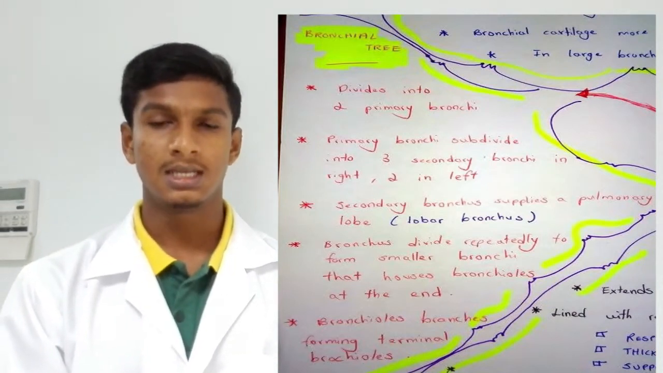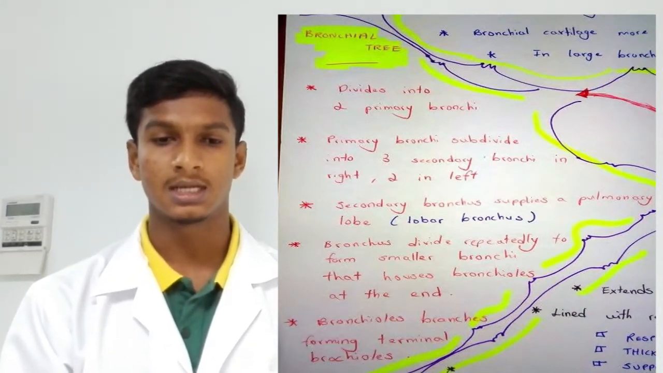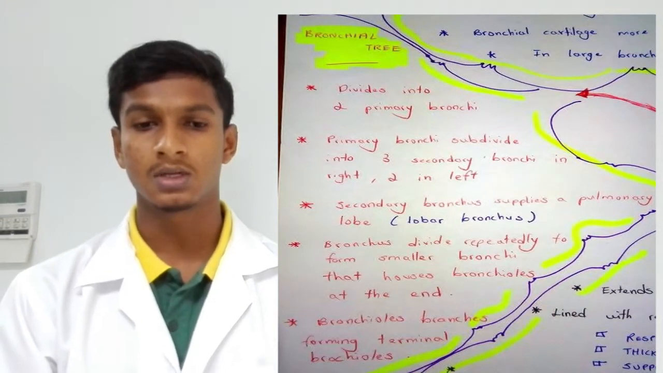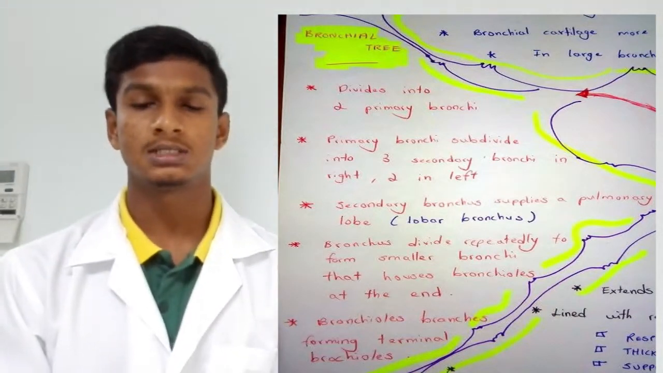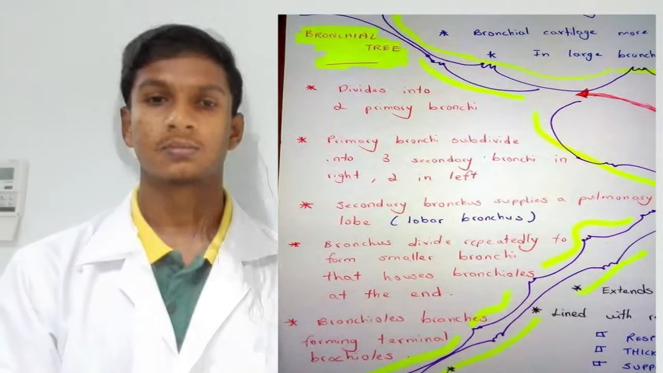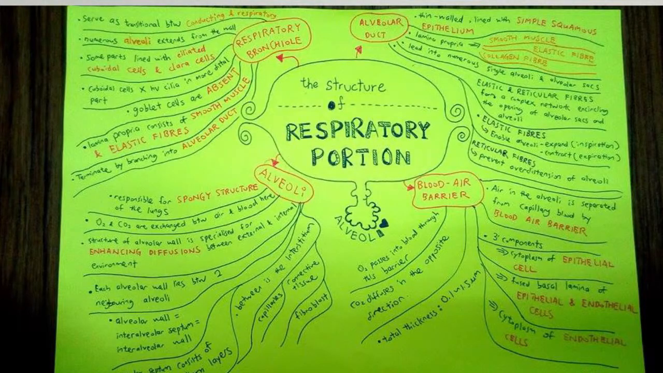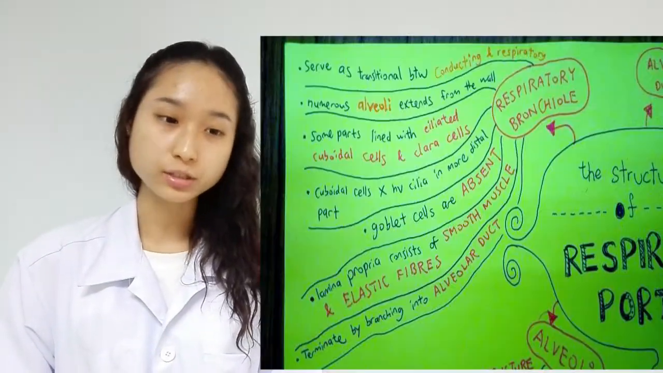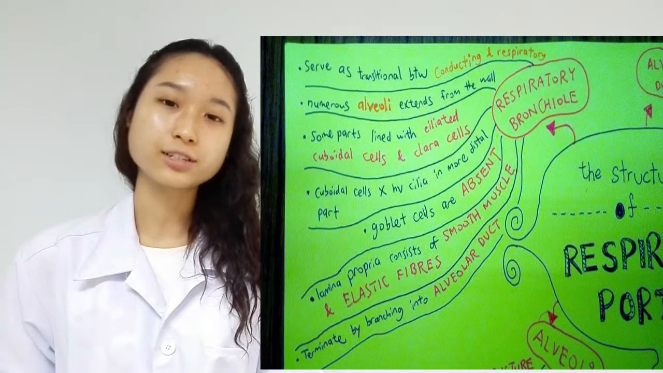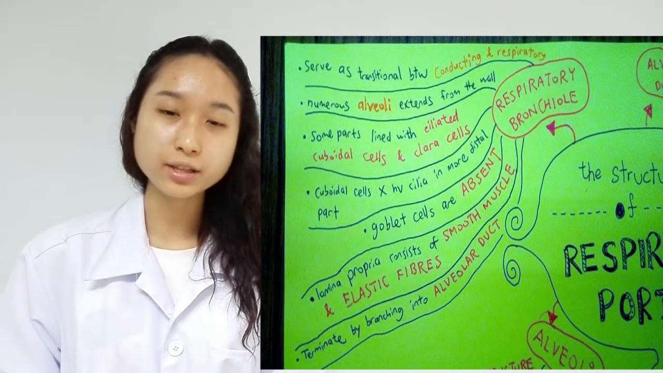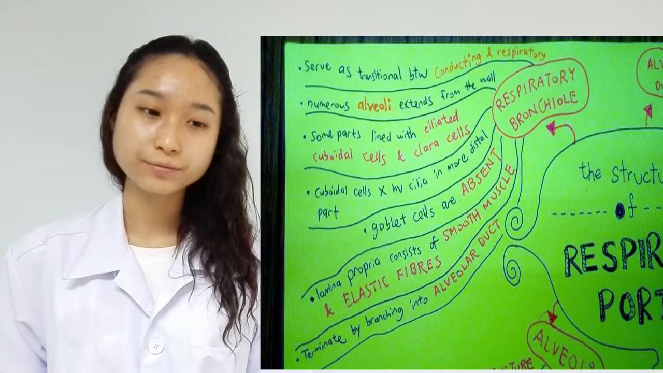For the bronchus, they divide repeatedly to form smaller bronchioles, and the bronchioles branch to form the terminal bronchioles. So now we are going to discuss the structure of the respiratory portion. The respiratory portion is divided into three parts, which are the respiratory bronchioles, alveolar duct, and alveoli. The respiratory bronchioles basically serve as a transition between the conducting portion and the respiratory portion.